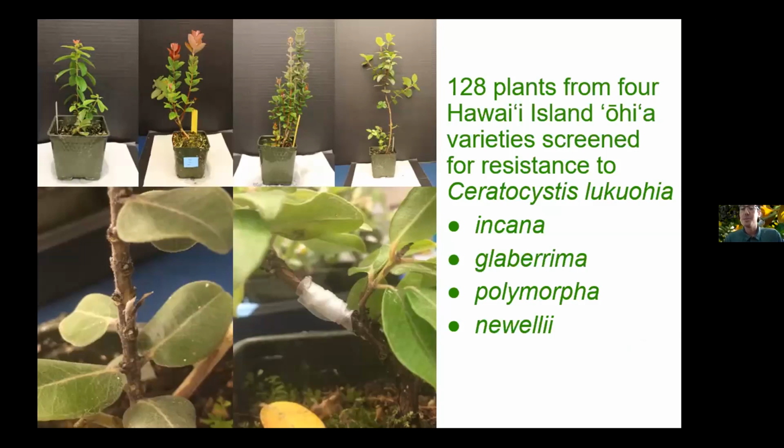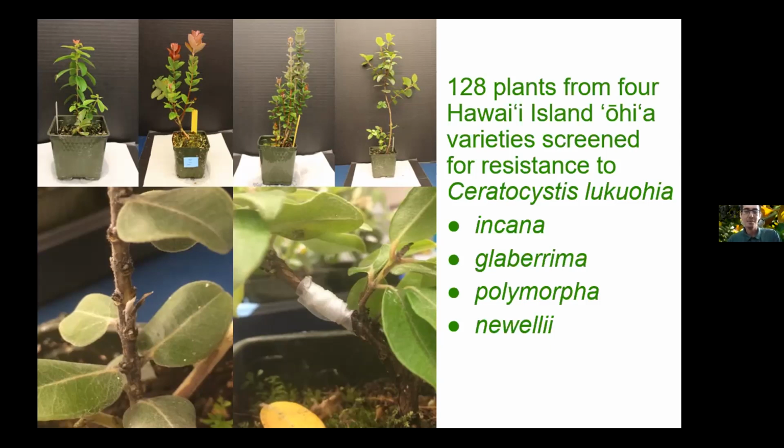To start answering those questions, we did a study back in 2016 looking at 128 plants from 4 different Hawaii Island varieties of ohia, Metrosideros polymorpha. Those were incana, glaberrima, polymorpha, and newellii. And we screened them with Ceratocystis leucohea. Just to show you the methods that we used, we made a little flap wound on the bottom left there and inserted a fungal colonized filter paper. That's the little white thing in that wound there.